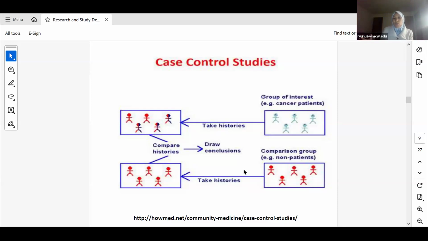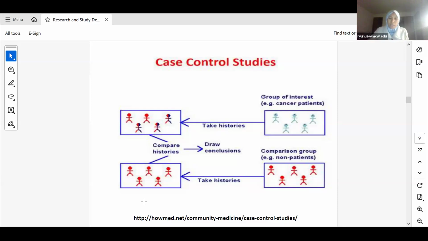Then you look back to the past, okay? And that is why case control is considered a retrospective study. You look back into the history, either by asking them questions or by looking at their medical records. So why are we doing this? We look at the past because we want to look at their risk factors, and we want to determine if there is an association between the disease that they have and whatever risk factor that we ask them.